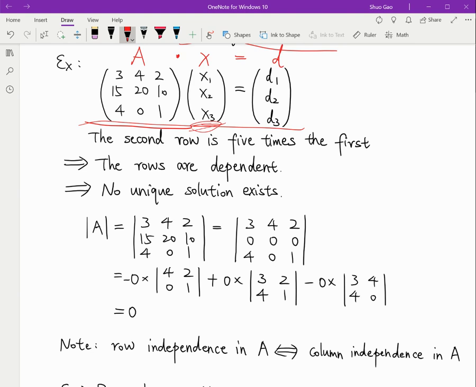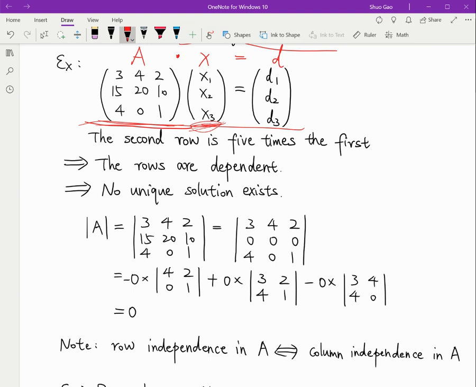So in this example, we want to find out if there's a unique solution to x. So that means that we want to find out if matrix A has an inverse or not, right? So if I want to find out if the matrix A has an inverse or not, we can check the determinant of matrix A to see the result. So this is the matrix A, and the determinant of A is 0. Why?